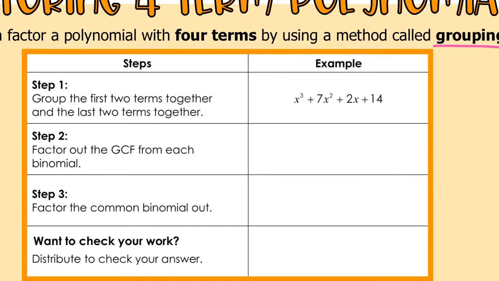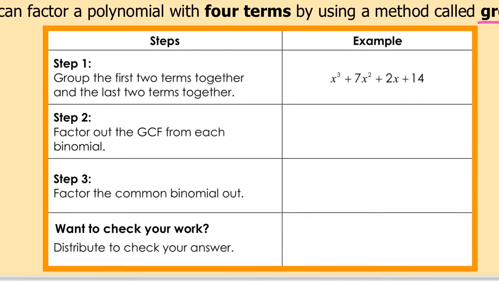So we're going to walk through how to do this. The first thing you want to do is group the first 2 terms together and the last 2 terms together. You're just going to group them using parentheses. In the first example here, I'm going to put parentheses around those first 2 terms and parentheses around those last 2 terms. Notice how I included that symbol in front of the 2. It's always a good idea to do that, and you'll see why in just a little bit. So I grouped these first 2 together, and I grouped these last 2 together.